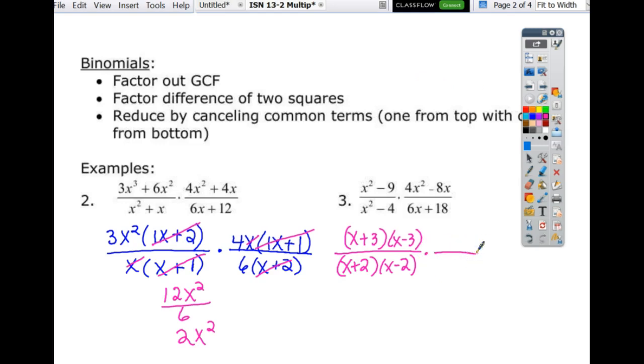So 4 and 8. Let's do a 4, and you're right. The lowest exponent is 1, so I'm going to have 4x. So 4 times what gives me 4? So I have 1x, but I need 2, so I need 1 more. 4 times what gives me 8? 2. I have 1x, and I need 1x, so do I have to add another? No. So 6x plus 18. So we're going to have 6. I'm going to have the x plus 3.